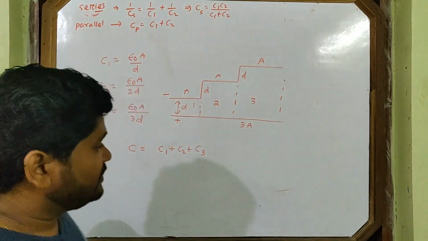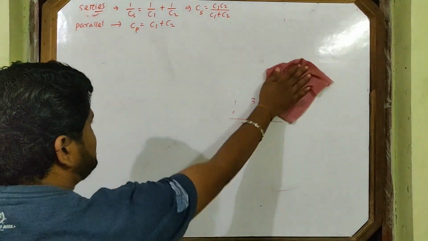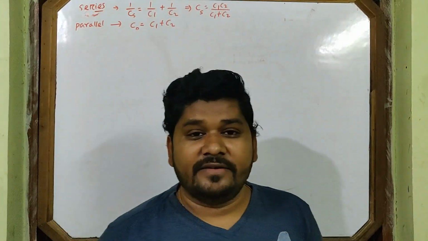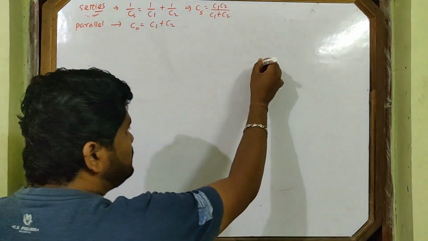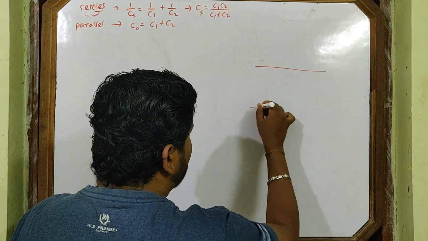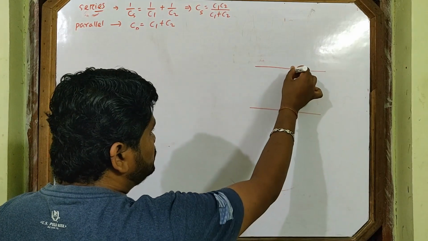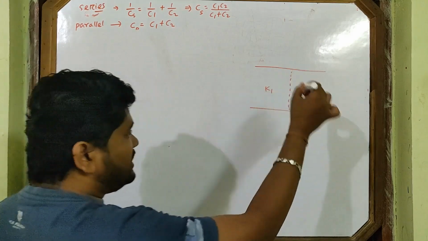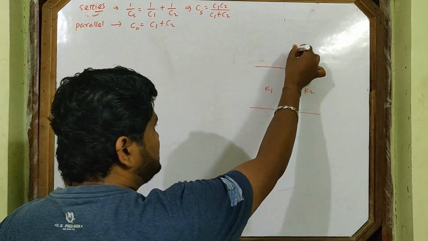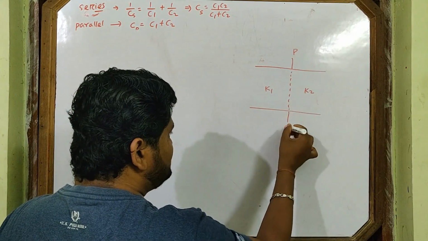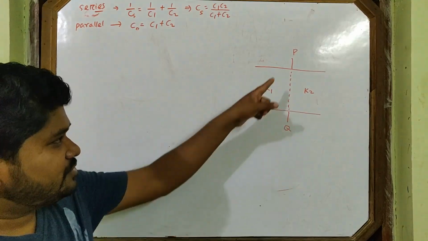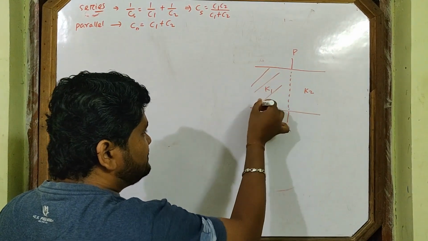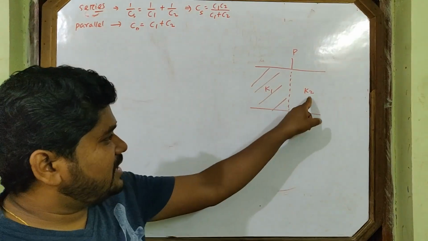Next one will go to dielectric division capacitor question. It's also a very important one. Dielectric division: what is dielectric division? In one capacitor, but the dielectrics will be two. Capacitor is one. This is one dielectric, this is another dielectric. This is one plate, this is another plate of the capacitor, P and Q, two plates, two terminals. But the dielectric here is one. Okay, this part dielectric is K1 and this part dielectric is K2.